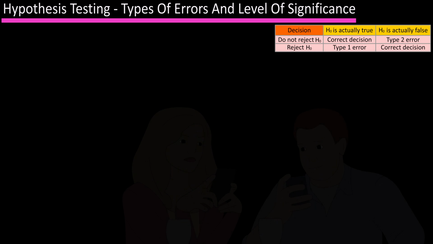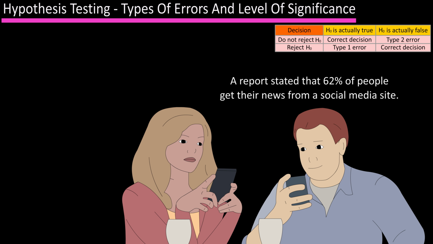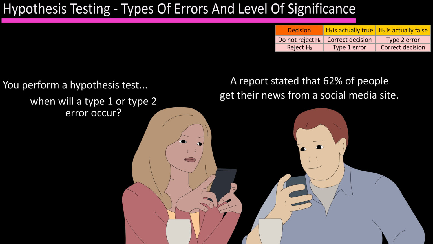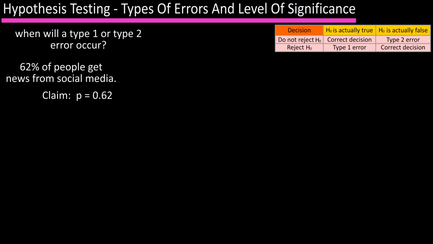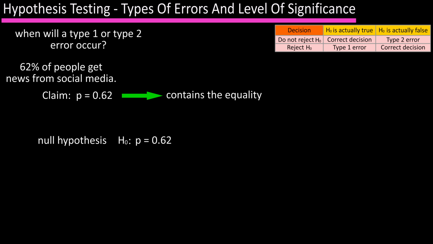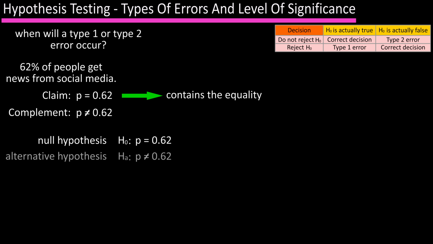As an example, let's say that a recent report states that 62% of people get their news from a social media site, and you perform a hypothesis test to determine if this is true. When will a type 1 or type 2 error occur? So the claim is that the population proportion, P, is equal to 0.62. The null hypothesis contains the equality, so H sub 0 is P equals 0.62. And the alternative hypothesis is the complement of the null hypothesis and contains the inequality, so H sub A is P does not equal 0.62.